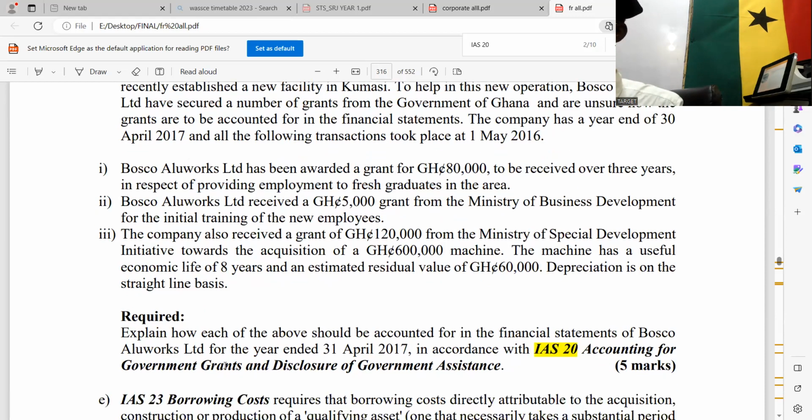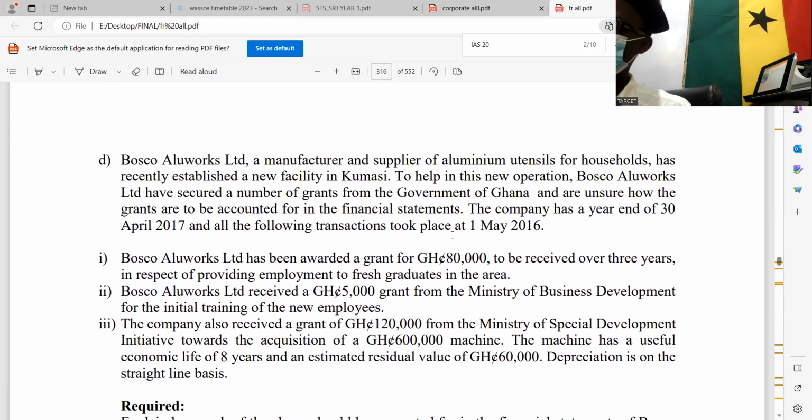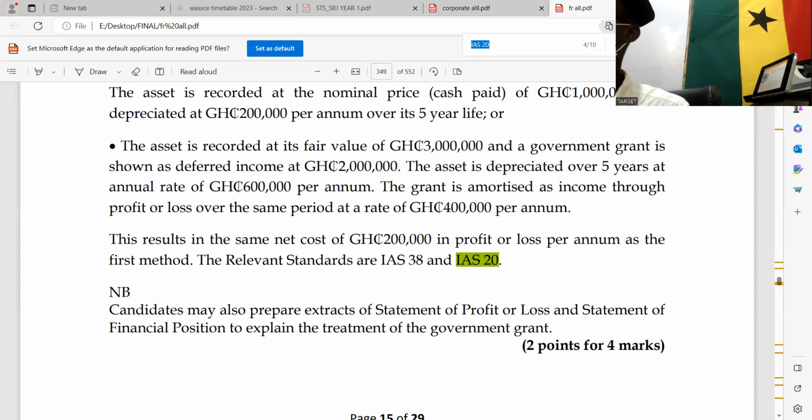So how should each of the grants be accounted for? You do a computation for us. I don't think this should be a problem. Please, you can take a screenshot of all these questions, and once you are free on your spare time, you go through them. If you have any challenge, don't hesitate to draw my attention, and we move on.